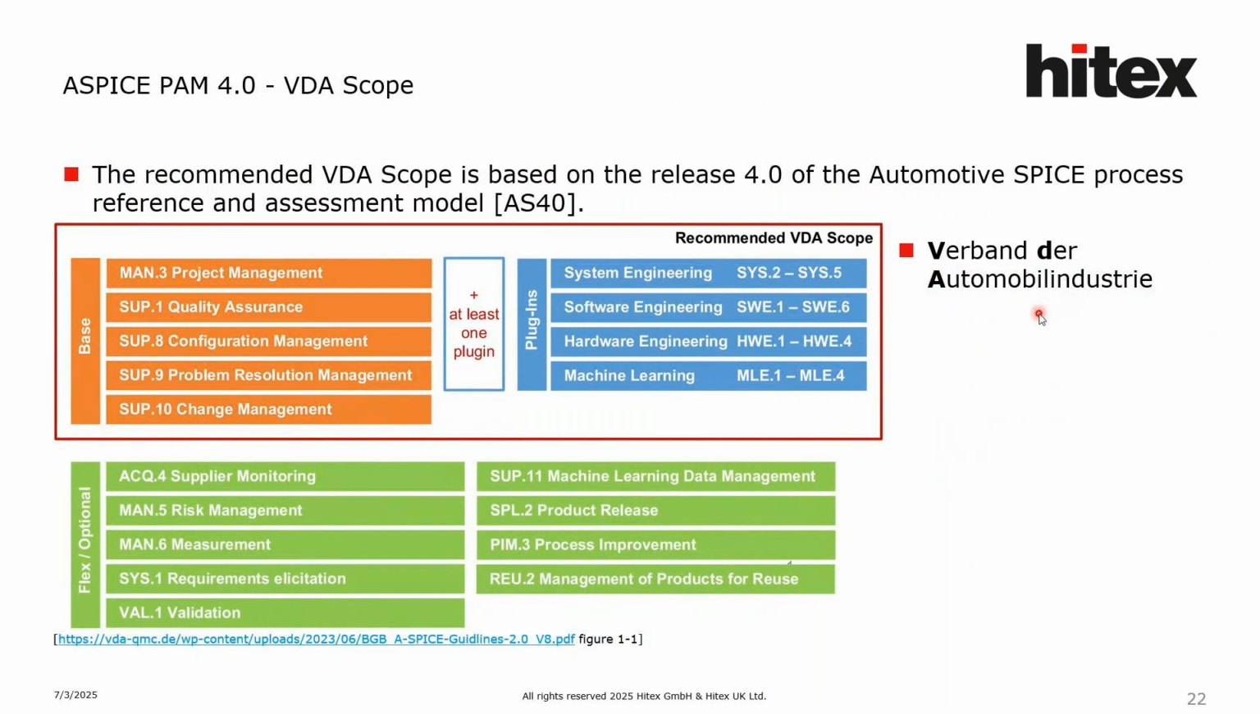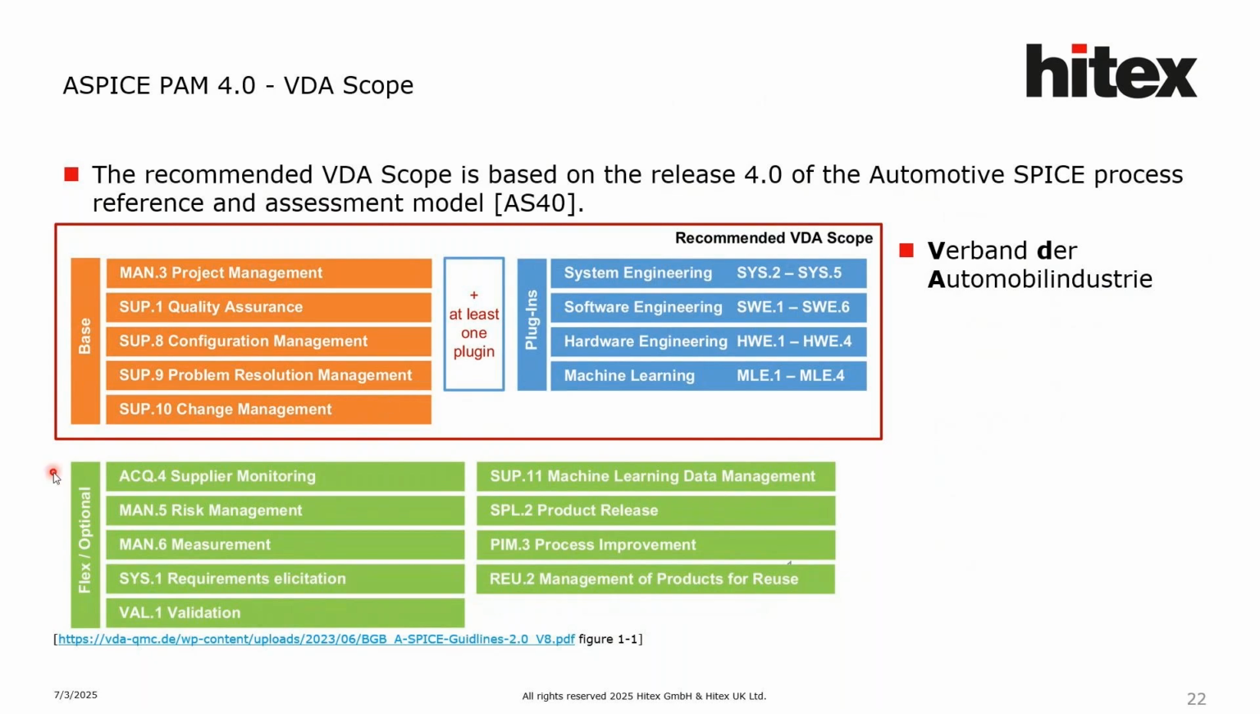So here you can see the base process in orange color: project management, quality assurance, configuration management, problem resolution, and change management, all the supporting processes as well as project management. This is, I would say, the mandatory process for any project or product assessment. Plus, in addition, at least one plugin: either system engineering, software engineering, hardware engineering, or machine learning process group. This depends on your project scope and what you want to assess in your project.